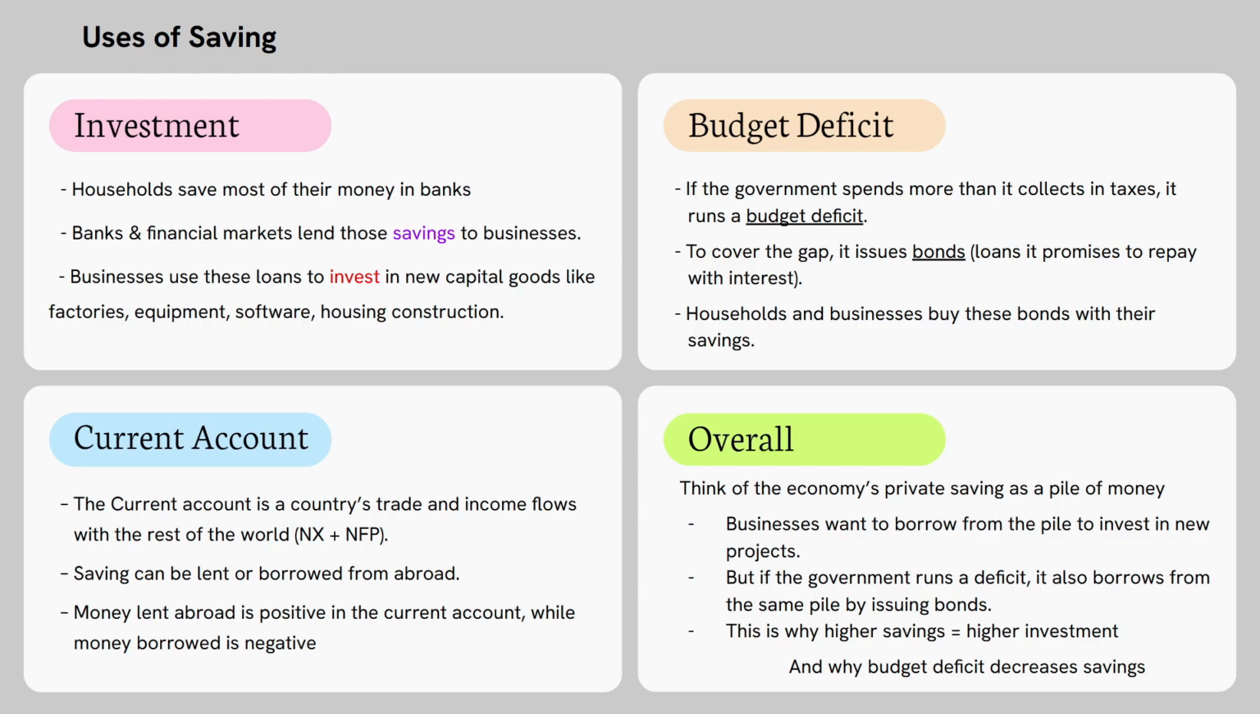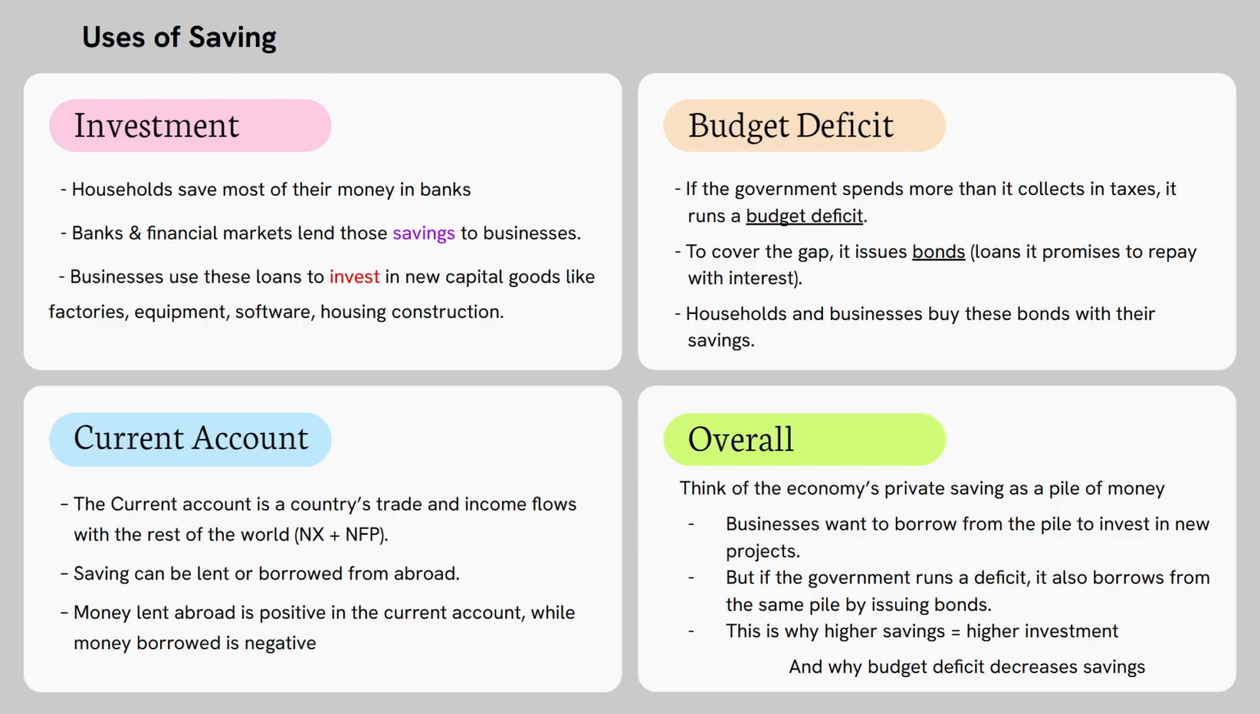So the second thing is the budget deficit. We talked about this a little bit earlier when we talked about bonds. If the government spends more than it collects in taxes, it has a deficit, and to cover this, it issues bonds, and then people like you and me, and also banks, buy these bonds with their savings. So savings can be used to cover the budget deficit.